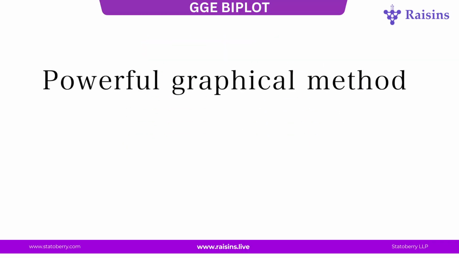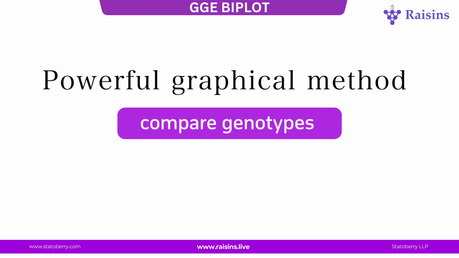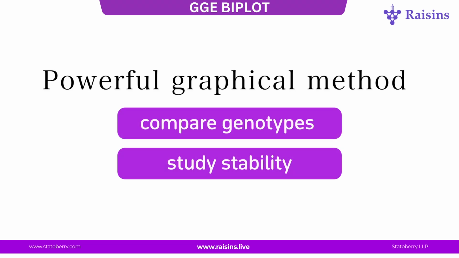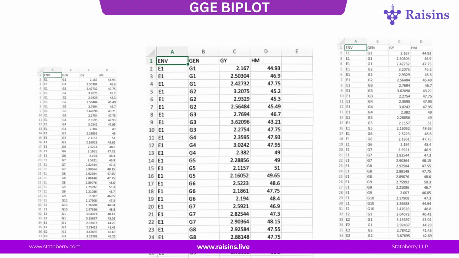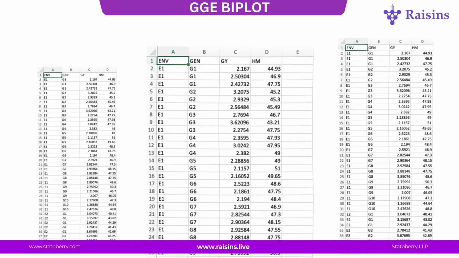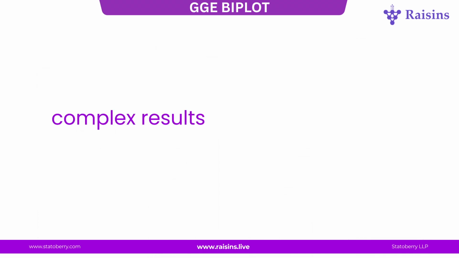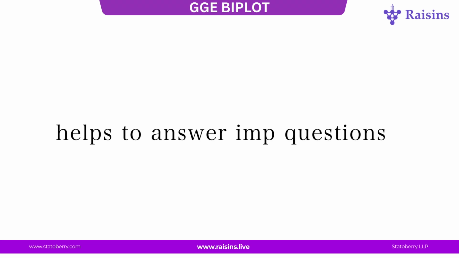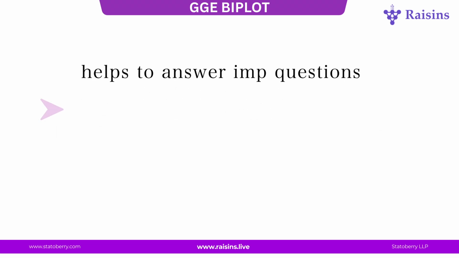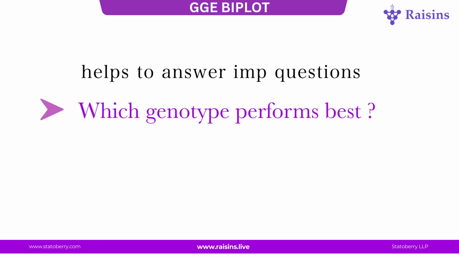GGE Biplot. This is a powerful graphical method used to compare genotypes, study stability, and evaluate environments. Instead of interpreting long tables of data, GGE Biplot converts complex results into a simple visual graph using principal component analysis. It helps answer important questions such as: which genotype performs best?